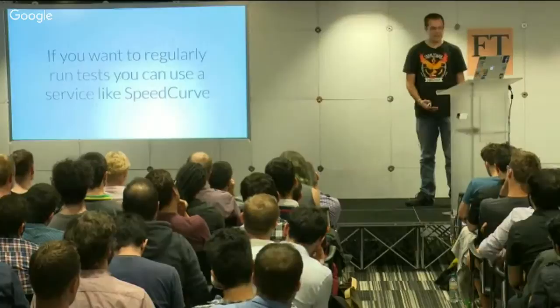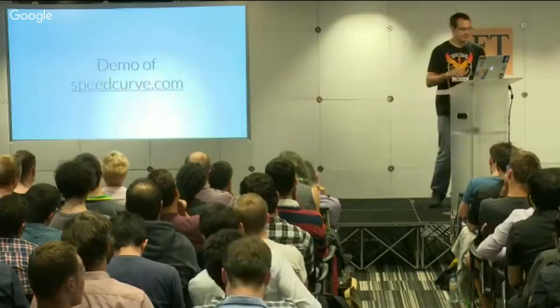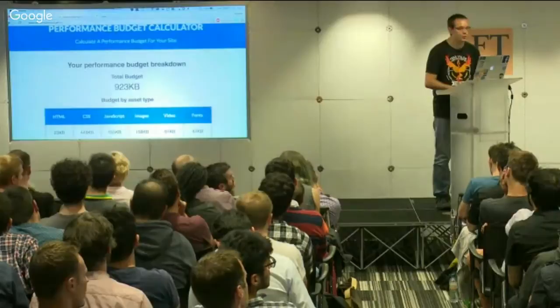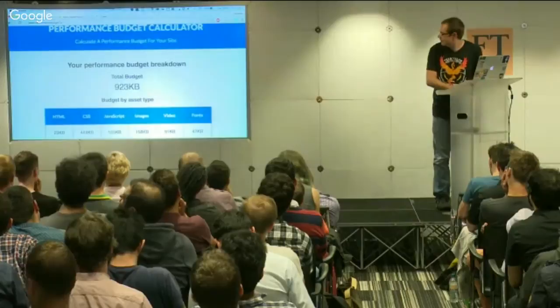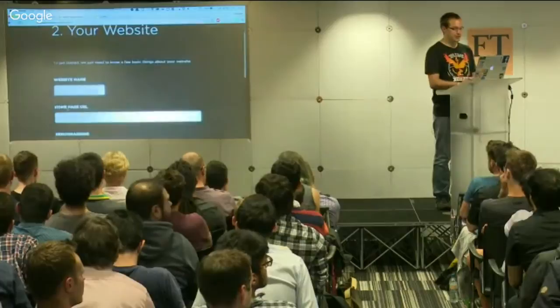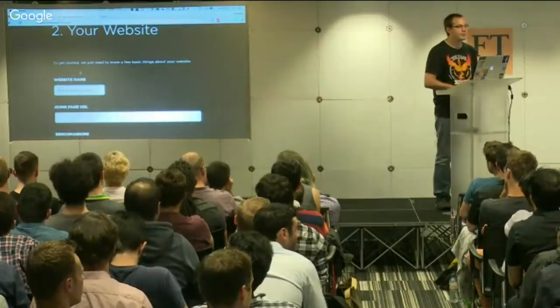So let's have a demo of SpeedCurve. Okay, I can see it. So I've created an account, and this is the first page you get to create an account. So we can specify a website name, Financial Times. Then we specify the website URL, which I put here earlier.